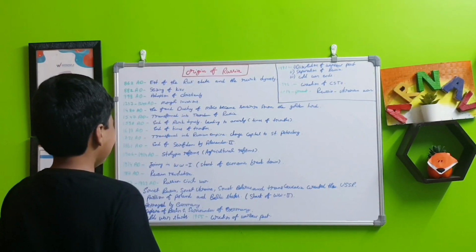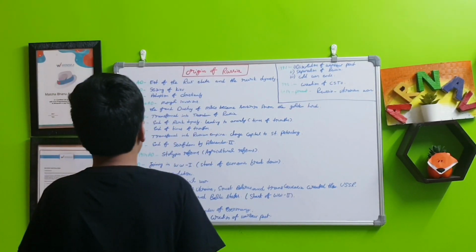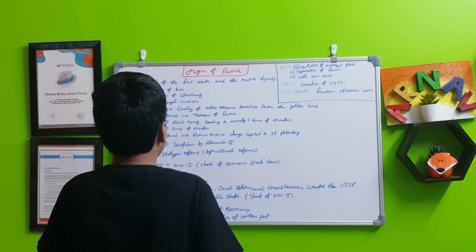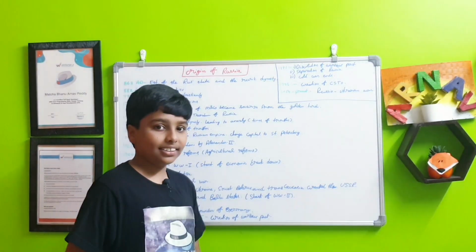Next, in 1861 AD, it was the end of serfdom by Alexander II.